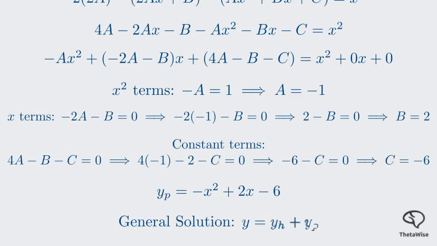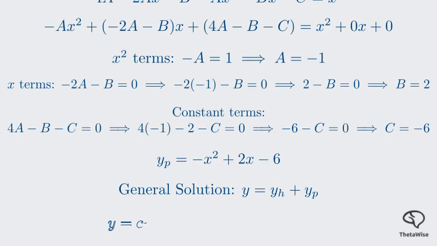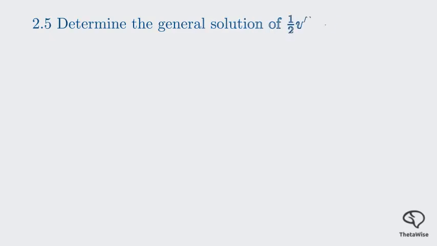Finally, the general solution is y equals yh plus yp. So y equals c1 e to the x plus c2 e to the negative x/2 minus x squared plus 2x minus 6. This is a common type of problem, combining exponential and polynomial terms. Question 2.5 is a special case, a second-order equation without a y term. The equation is 1/2 y double prime minus 2y prime plus 2 equals 0. Notice it has a constant term but no explicit y term.